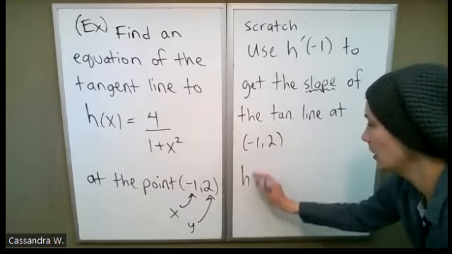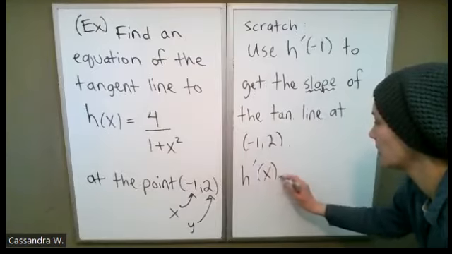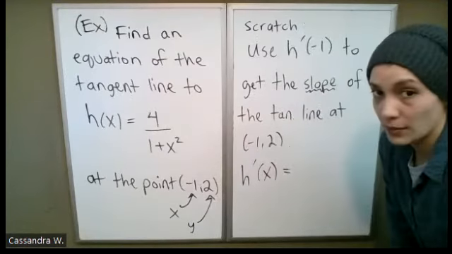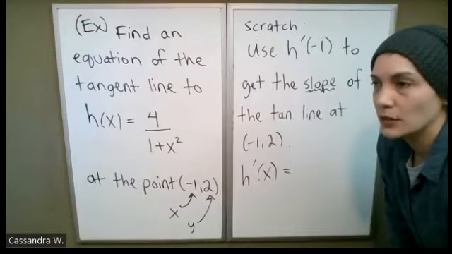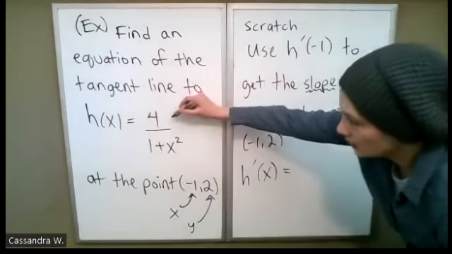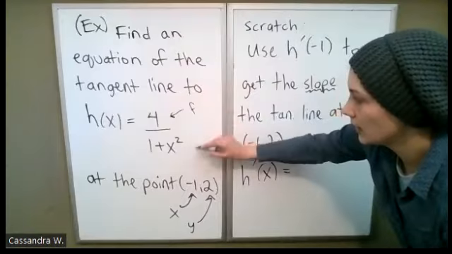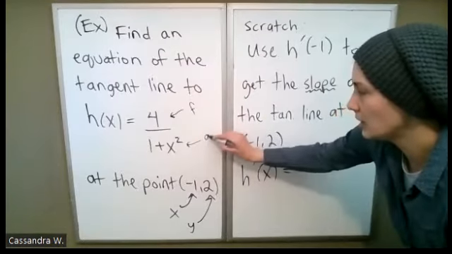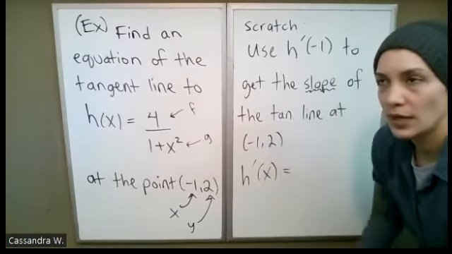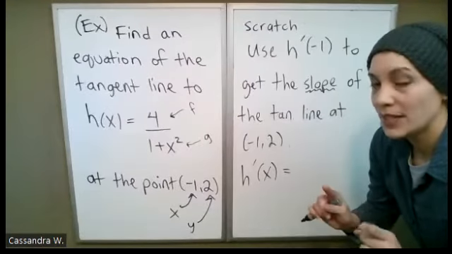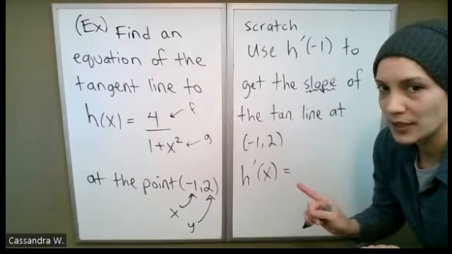Okay, h prime of x. I'm going to use the quotient rule. So I'm going to call this numerator the function f. In the denominator, you have some function g. We want f prime g minus g prime f divided by g squared.